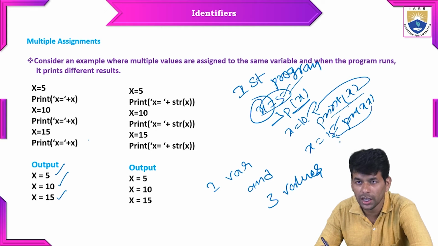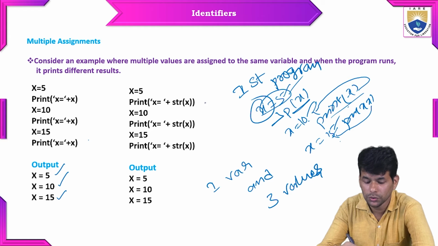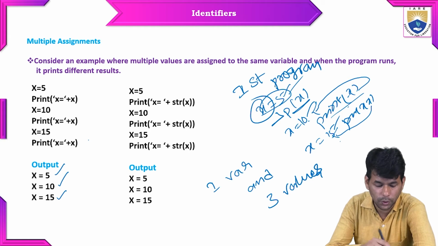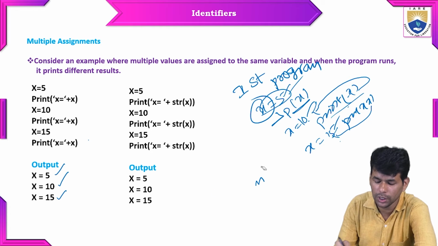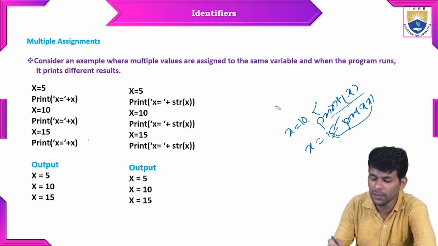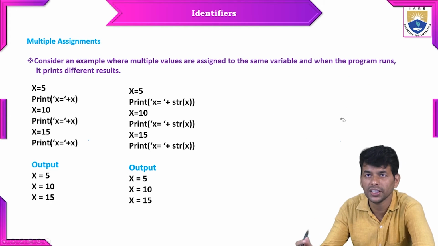So this is how we can assign multiple assignments to a single variable at a time. Is that clear here? The next one is similar. This is the first program, which clarifies multiple assignments to a single variable. The second program is also a similar example of multiple assignments to a single variable.